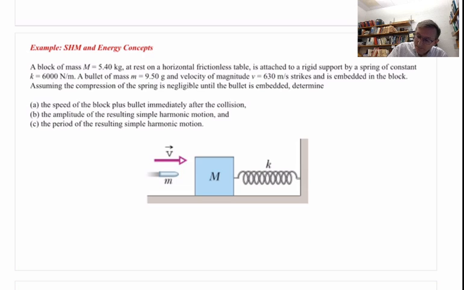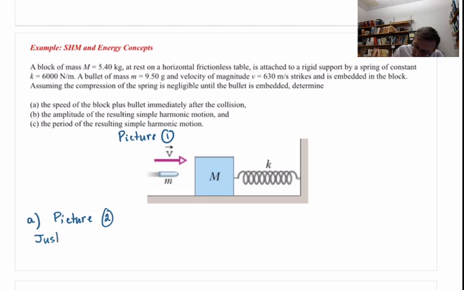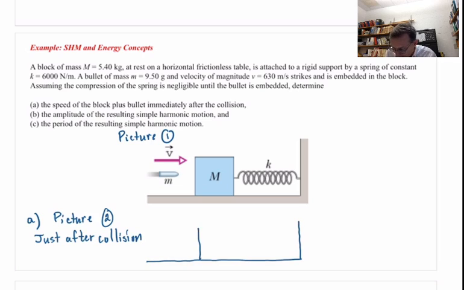All right, so first we have to deal with the collision. I'm going to take picture 1 to be just before the collision, which is what's drawn here. I'm going to draw now a picture 2, which is going to represent just after the collision. The bullet is now completely embedded in the block, but the block hasn't had a chance to move yet. That's important.